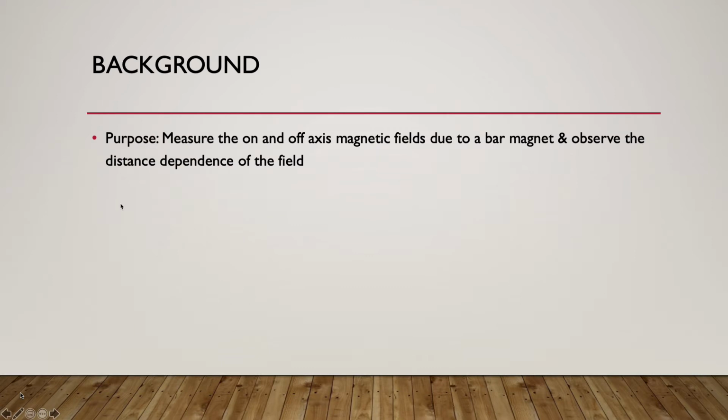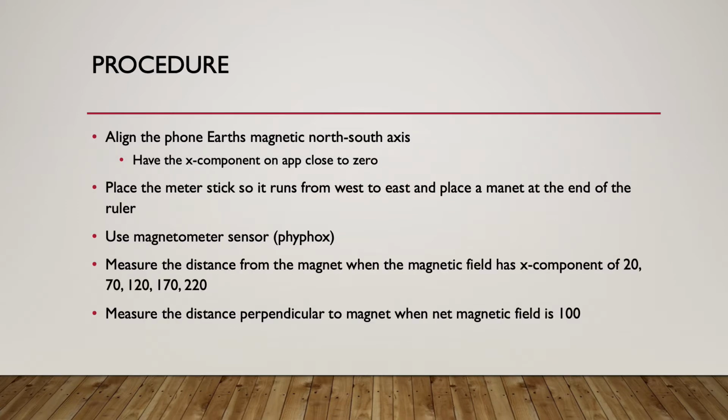To give a brief background of this experiment, the purpose was to measure the on and off axis magnetic fields due to the bar magnet and observe the distance dependence of the field. The procedure of this lab goes along these lines. We first align the phone to the Earth's magnetic north and south axis, so we have the x component close to 0.